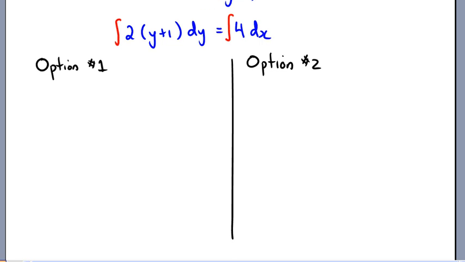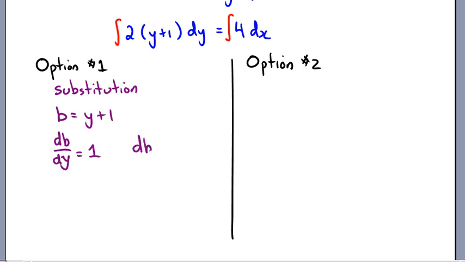So one option to try to solve this integral here, this antiderivative, is you could do substitution. Okay, from the first lesson of the chapter. You could say, you know what? I think substitution would work well. I'm going to let b be the blob y plus 1. So then db/dy is equal to just 1, or another way to say that, db's are equal to dy's.